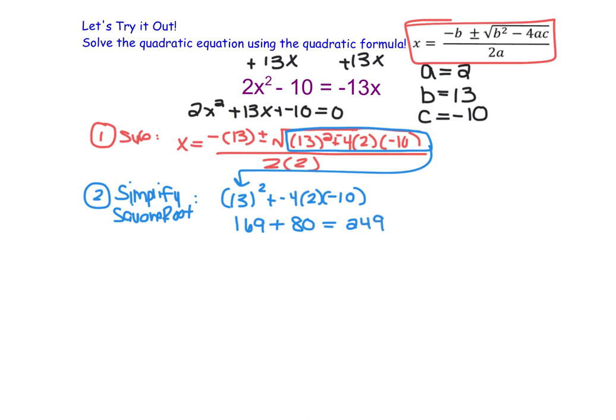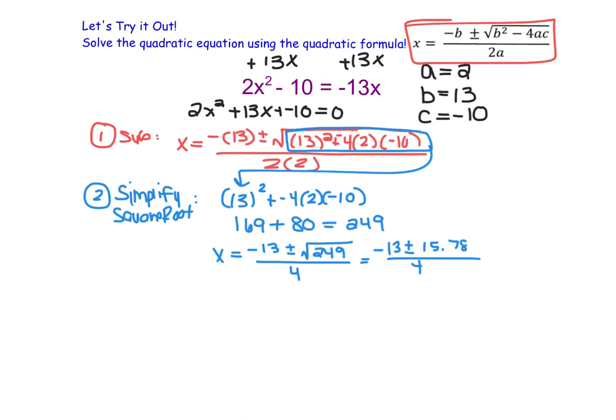So now I can rewrite this as x is equal to negative 13 plus or minus the square root of 249, all divided by 4. And then because I now know what value is under the square root, I can evaluate the square root of 249, and I can write this as negative 13 plus or minus 15.78, all divided by 4.